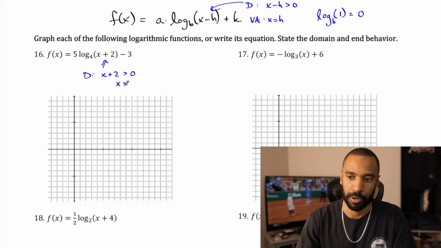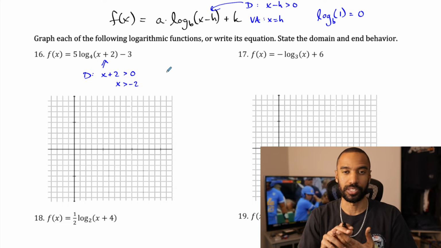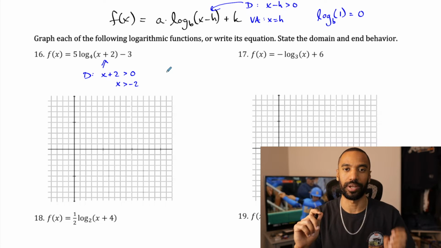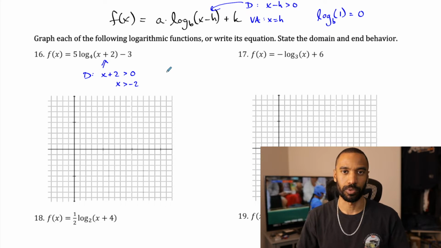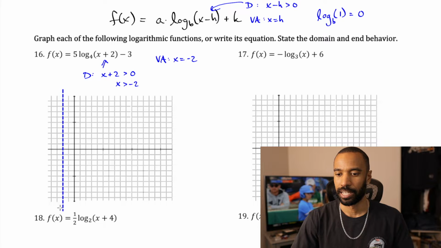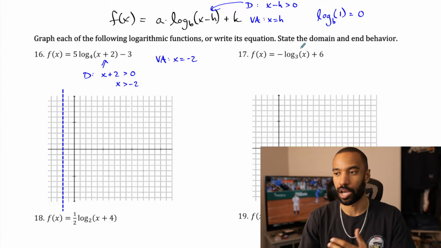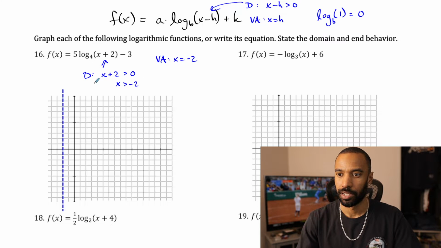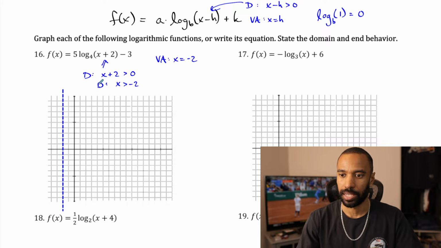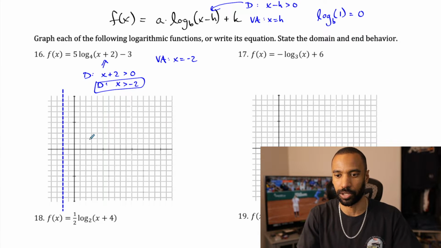So subtract 2 from both sides, x has to be greater than negative 2. This is where all your points will exist. That means your vertical asymptote is at x equals negative 2. It's a vertical line that goes like this, and all of our points will be graphed to the right of this. Right here, state the domain. When we talk about end behavior, we'll make sure to know what that's going to look like.